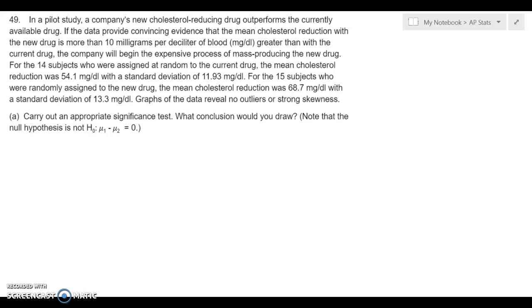All right, looking at this particular problem, we're looking at a hypothesis test for the difference in means. I'll let you pause and read the context on your own time if you'd like. But the gist of this is that we want to test for a difference in means between two drugs. We have a current drug, and then we have a new drug that they want to test cholesterol reduction in.